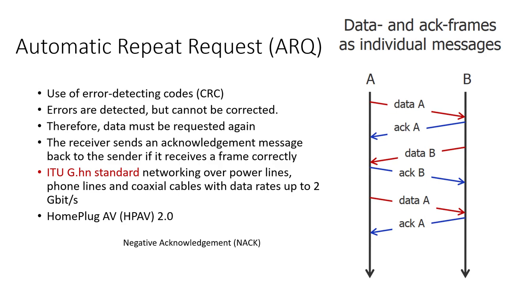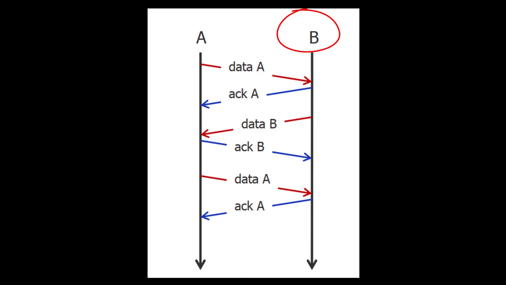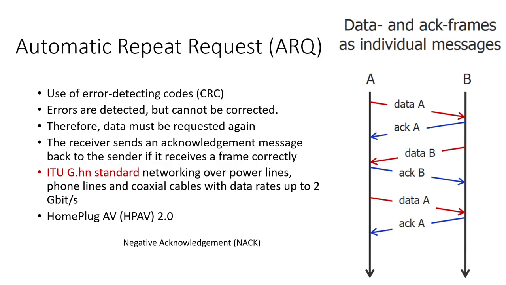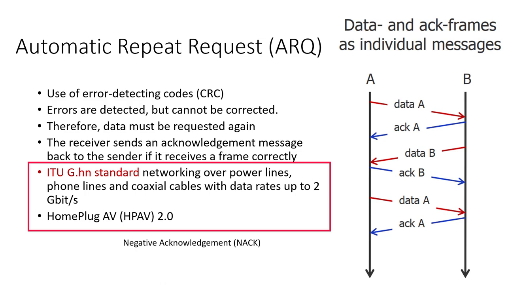Look at the figure on the right. You'll see host A, host B. With ARQ, when we send data from host A to B, you see that in the red line. You'll notice that B will send an acknowledgement to A, letting it know it received the frame okay. Then when B sends data to A, A will then send an acknowledgement to B. This is known as ARQ. The ITU G.hm standard, networking over power lines, phone lines, and coax cable, can send data up to 2 gigabits per second, but it uses this technology.